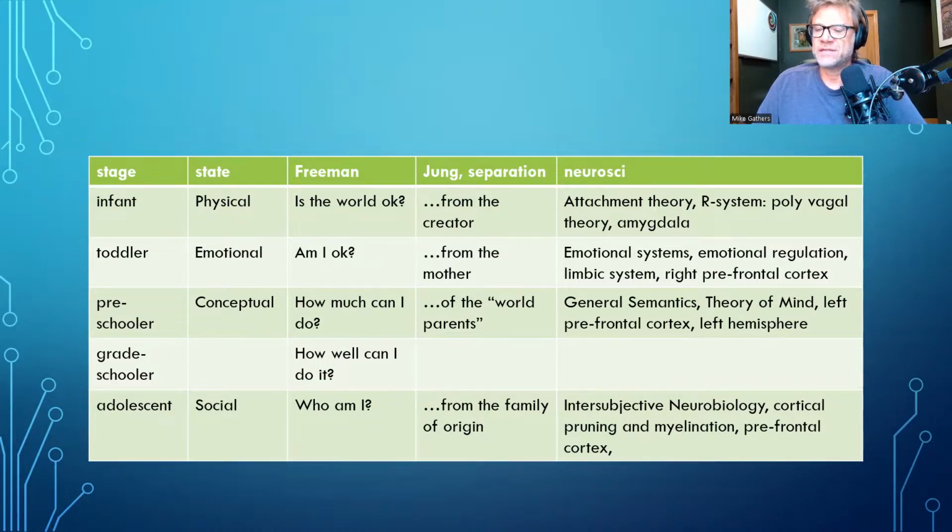interpersonal neurobiology. Really, all of this is interpersonal neurobiology in my world. But we talk about cortical pruning and myelination processes. Dan refers to that as integration and differentiation, and the prefrontal cortex in general. Boom. So that's that.